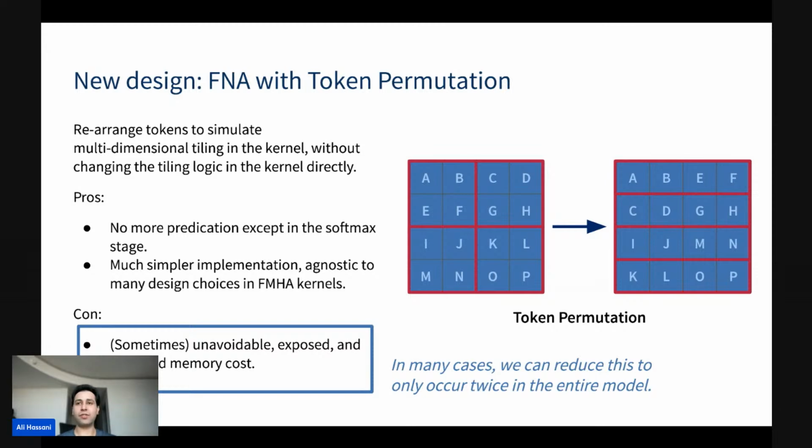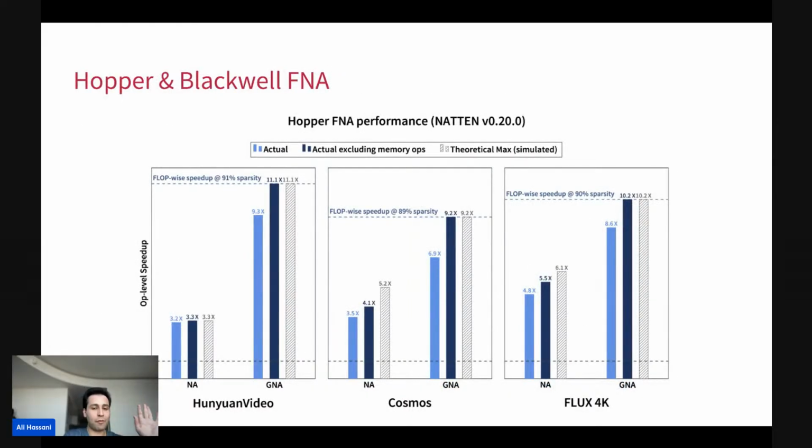Again, unless there's padding you need to do, there are some exceptions. But in many cases, you can just factor out this token permutation, do it once in the very beginning, and then undo it once in the end. And this will minimize the overhead from that memory operation. We don't do that ever in practice yet, but there's a lot of work to be done on optimizing token permute.